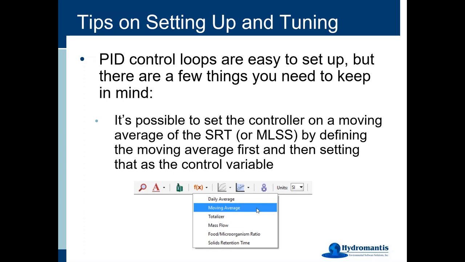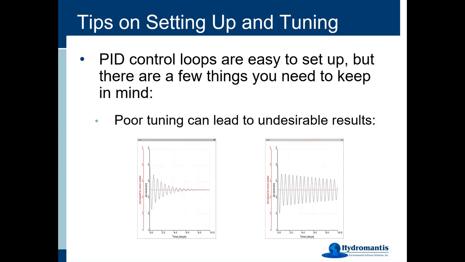You can actually create a moving average of any variable in GPS-X by going back to that same menu that I showed you earlier where we were selecting the retention time menu. And instead of selecting retention time, select moving average. You will have to have defined your SRT first and then go back into this menu, go to moving average, select the define variables menu, and then you can define a moving average of your SRT, and then you can build a controller on that.